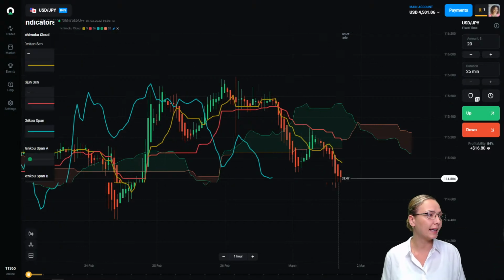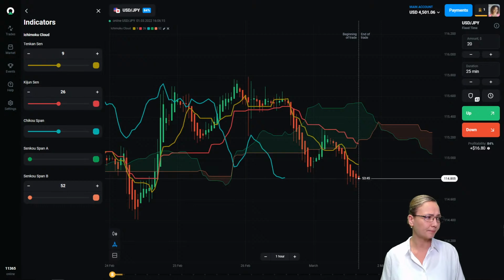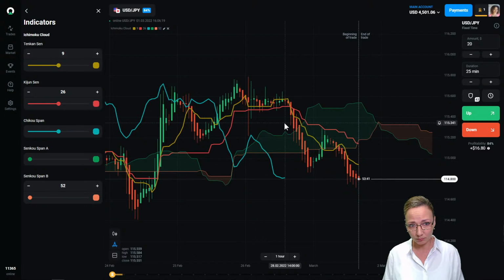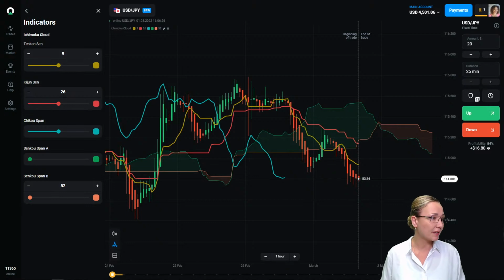So TK stands for Tenkan and Kijun lines. The Tenkan line is yellow, and it has a period of 9. So this is the faster moving average. The Kijun line is going to be red, and it has a period of 26. So this is a more senior, slower moving average. You can make the lines thicker, and you can play with the colors so that they are more visible. We are going to be paying attention mainly to these two lines.